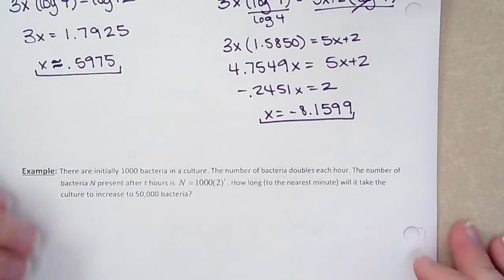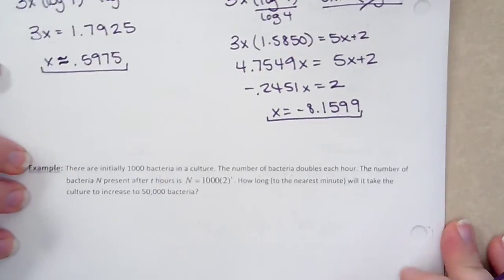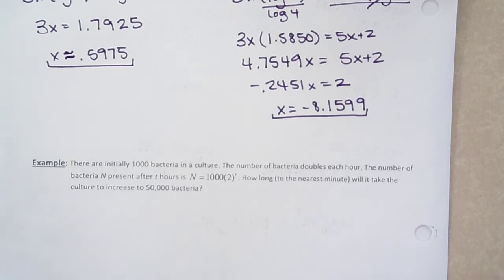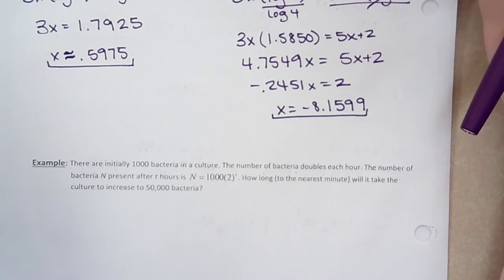All right, last one, and it's a word problem. These are my favorite. So there are initially 1,000 bacteria in a culture. The number of bacteria doubles each hour. The number of bacteria n present after t hours is n equals 1,000 times 2 raised to the t. How long to the nearest minute will it take the culture to increase to 50,000 bacteria?